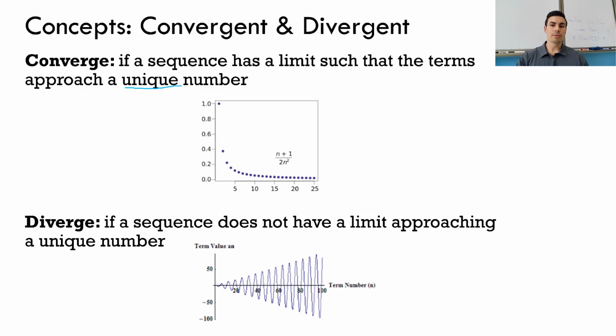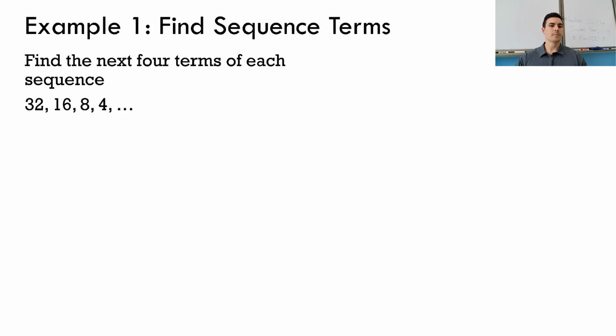All right, so those are our 3 concepts. Let's go ahead and get into some examples. Example 1, finding the next 4 terms of the sequence. So we have our first sequence here, 32, 16, 8, 4. What are we doing here?